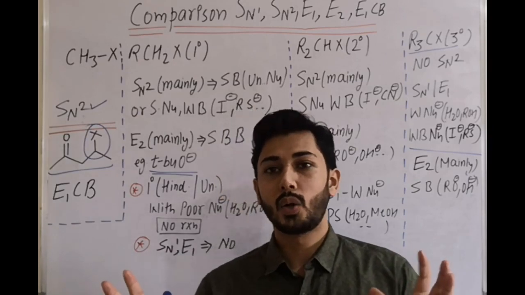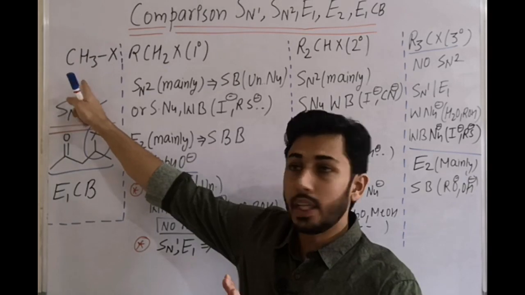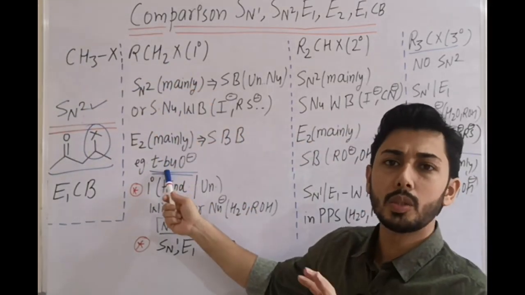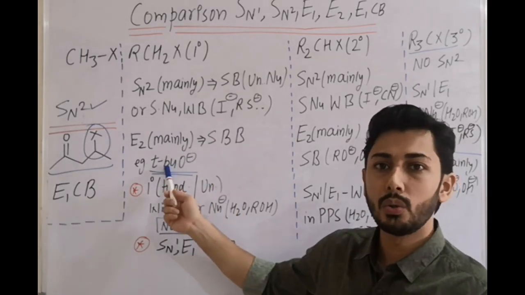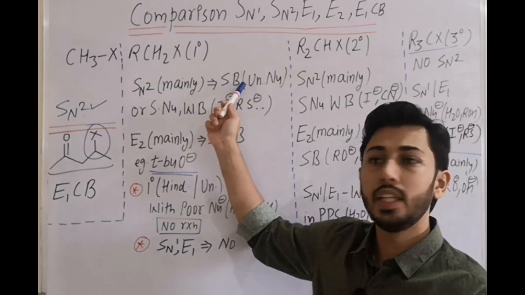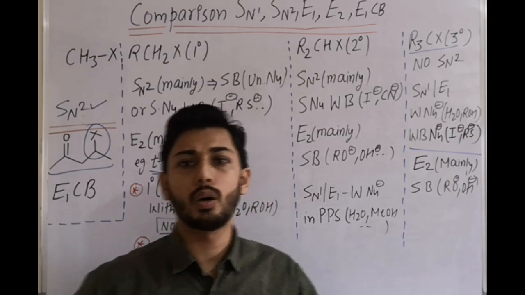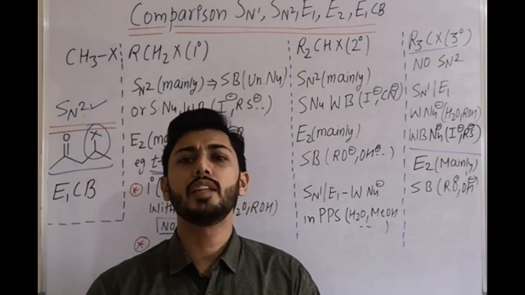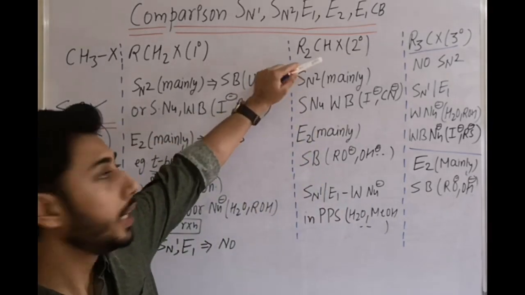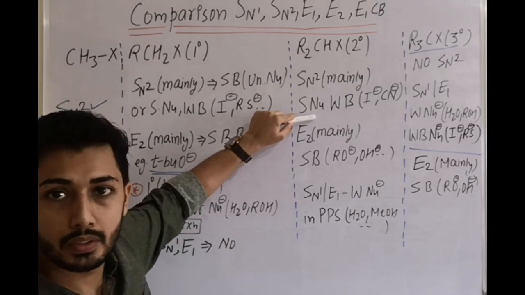So in quick summary: with methyl only SN2. With primary, SN2 product is possible, and E2 product is possible depending on strong bulky base E2; if strong nucleophiles or strong unhindered bases are there, again SN2 product. SN1 and E1 are not possible with primary, whether hindered or unhindered. If the option is not given, then we can do it for the sake of getting the answer. With secondary alkyl halide, mainly SN2 product if we have strong nucleophiles which are weak bases.